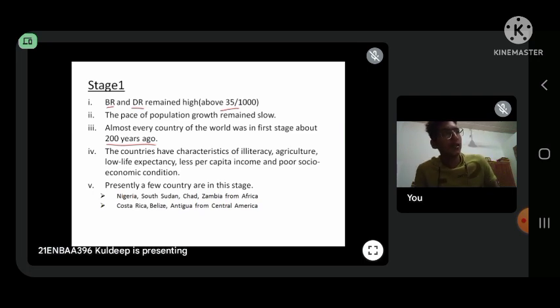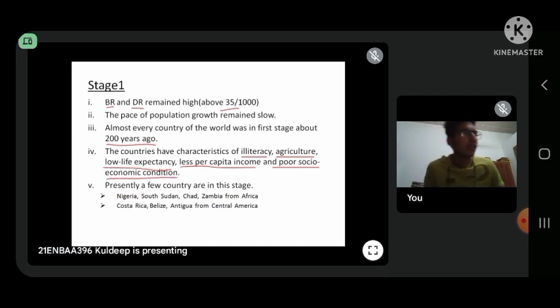At that time, the characteristics of the country, or we can say the socio-economic condition, were illiteracy and agriculture, like more people were engaged in agriculture, low life expectancy, and health infrastructure. These things were not that much developed at the time, and there was less per capita income and a poor socio-economic condition.